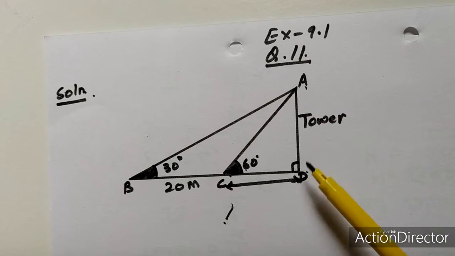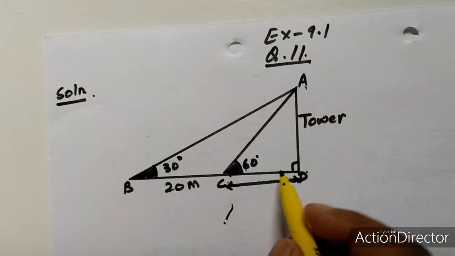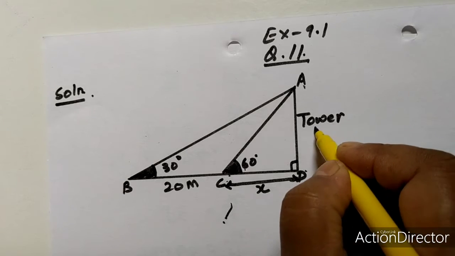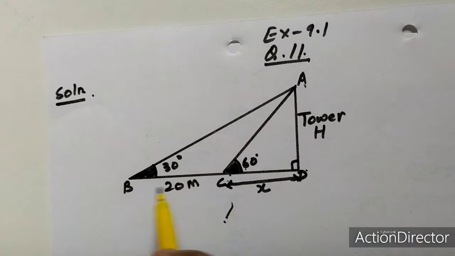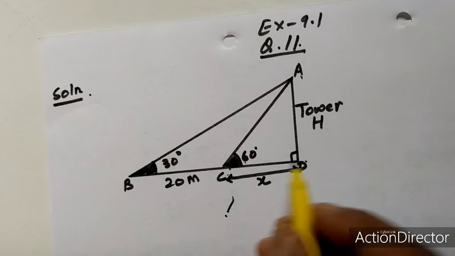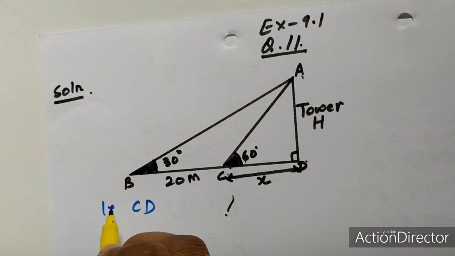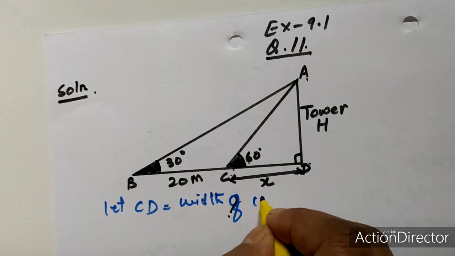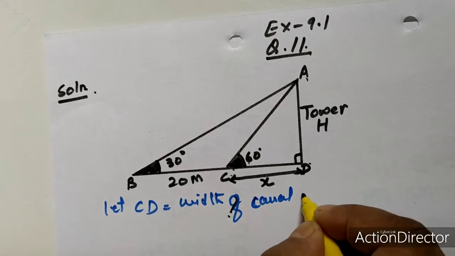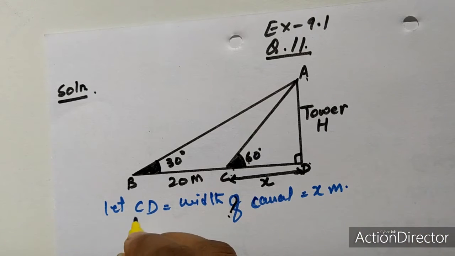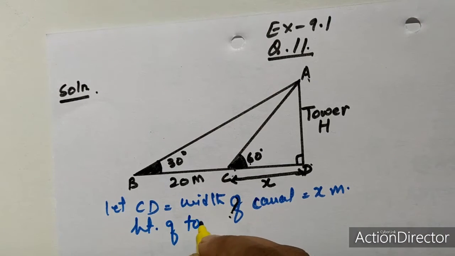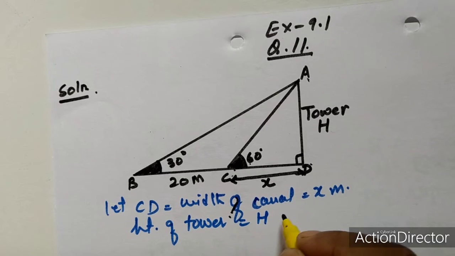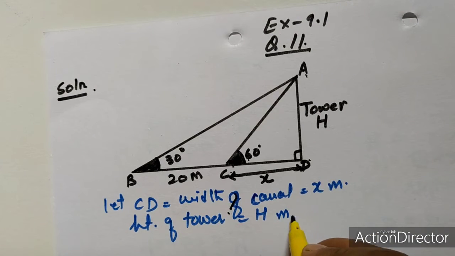That means we have to find out AD as well as CD. So let us suppose CD is X and height of the tower is H. According to this question or according to the figure, first of all we are going to make this figure in which this is unknown. So we have to write CD. Let CD, that is width of canal, be X meter and height of tower be H meter. So you have to write in this way.